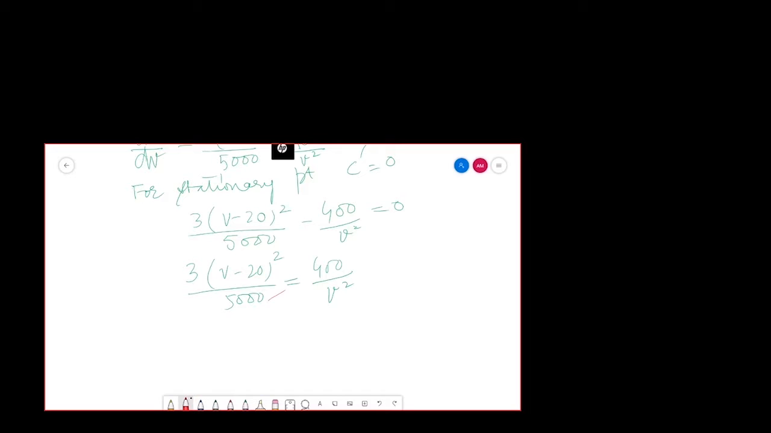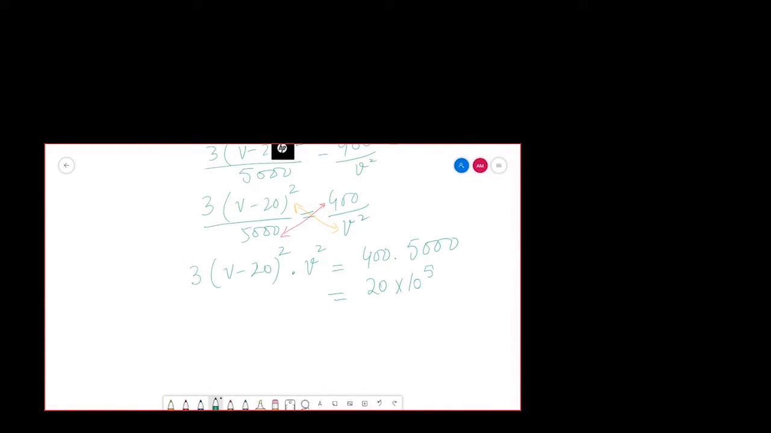We multiply this by this and we multiply this by this. So this becomes (3v minus 20) whole square times v square is equal to 400 times 5000. So 1 2 3 4 5, we have 10 raised to the power 5, times 20. Okay, now this is a question where a calculator is assumed, so you can find it.